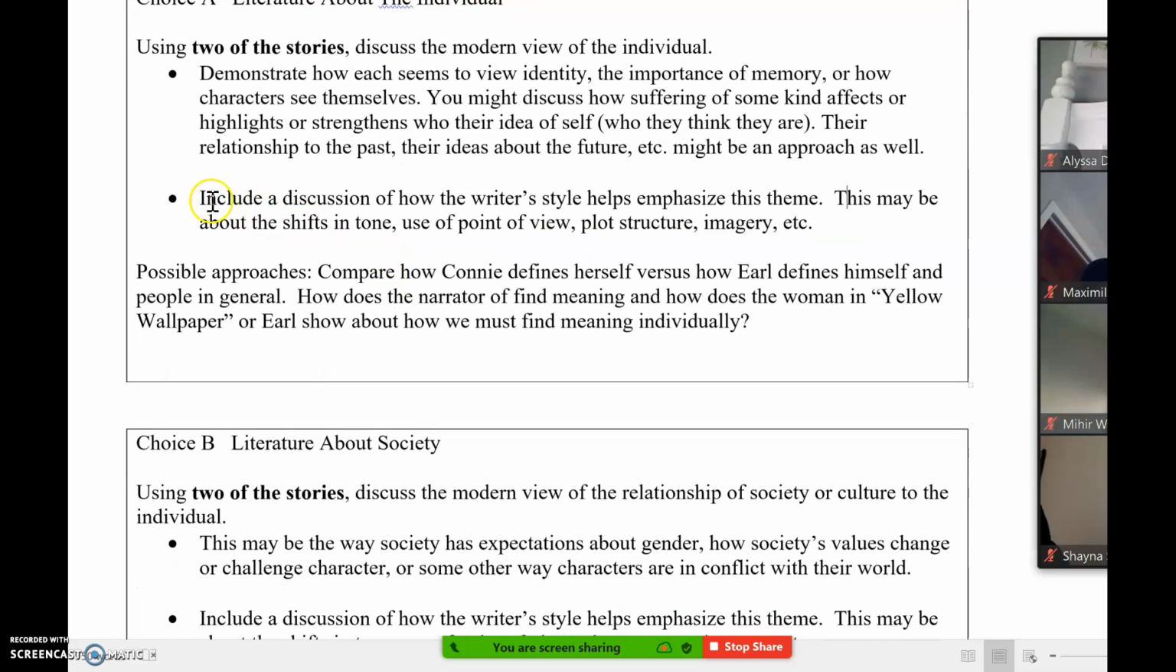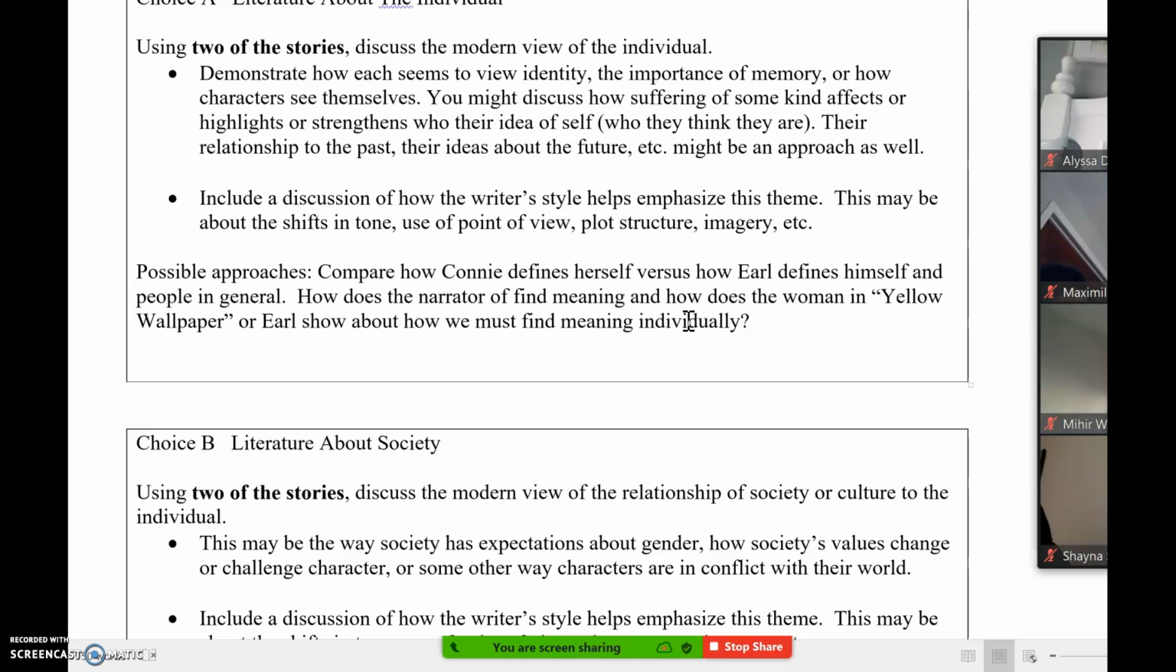I'm going to come back to this part next week, but each of these requires you to analyze the writer's style, and that'll be partly done with the use of quotes. That's where we're using words like diction and imagery, but I'll come back to that later. So, some ways to approach this: you might compare how Connie defines herself versus how Earl defines himself and people in general.